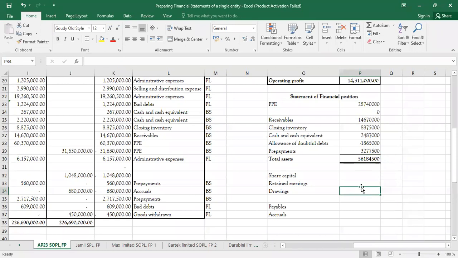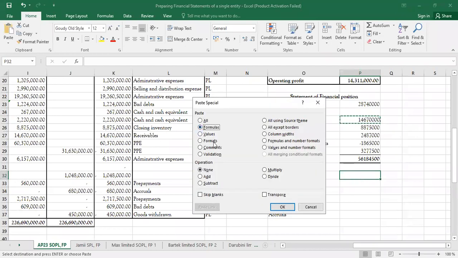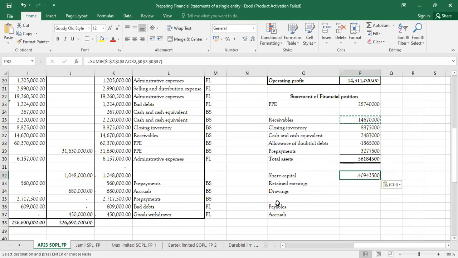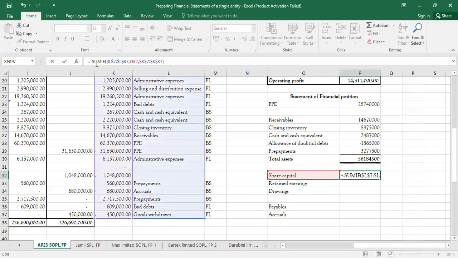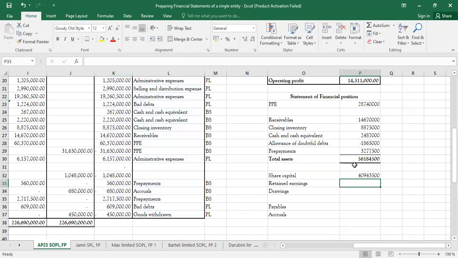Maybe I don't want to start writing the formula again, isn't it? I can just come to any cell here, even the receivables. I do control C. I come here to share capital, control alt V, then formula. You can see that actually it is a negative, so I'll put a negative in front of the formula. Enter, isn't it? Then I drag down.